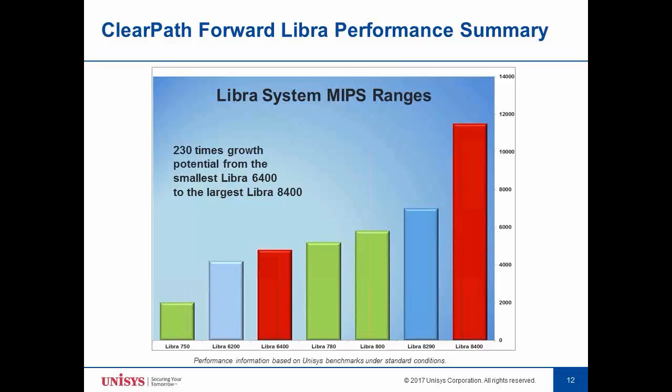As well as within the platform, we have a significant scalability. And as the chart says there, you can grow your systems over 200 times from the smallest Libra 6400 up to the top-end Libra 8400 platform. You can grow those applications without needing to change operating system, without needing to change database design, or even application code recompiling. We maintain a compatibility with older architectures that has been the hallmark of Libra systems through the years.